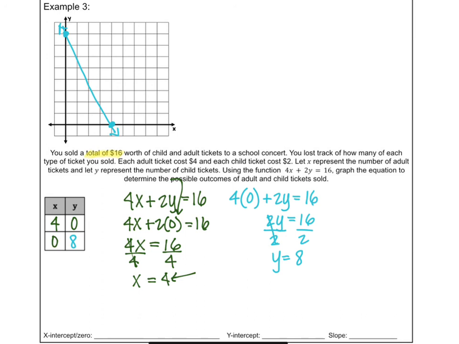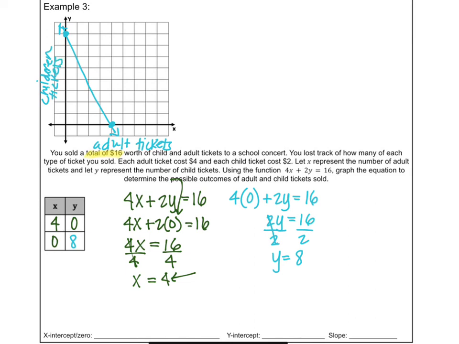Anywhere on this line, I could have sold this many, right? What this is telling us is you could sell 4 adult tickets, but you would be able to sell none children tickets. I know this because it says 4 times x, and so x has to be the adult ticket cost, because adult ticket cost is $4. All right, and then the same way, the 0, 8 means that I can sell 8 children's tickets, but I won't be able to sell any adults.